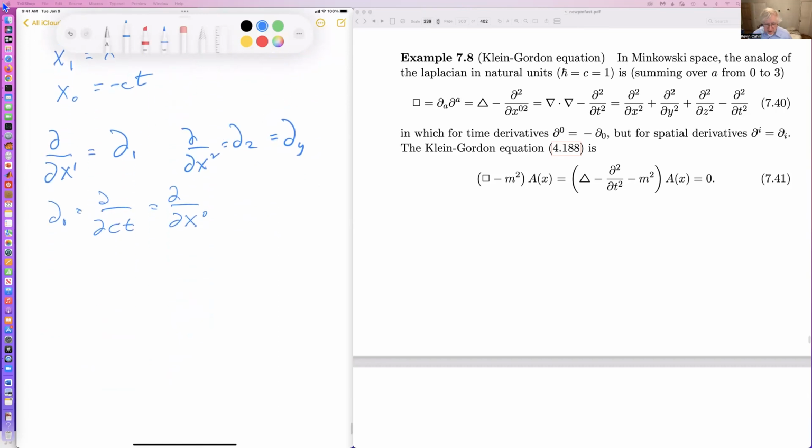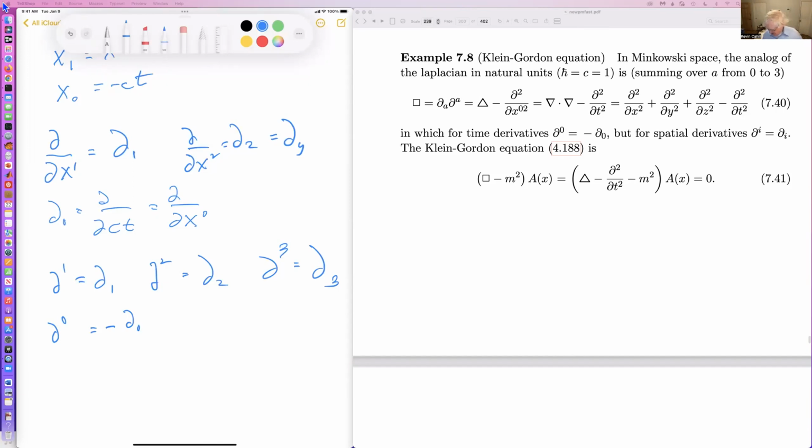But now, if we raise these indexes, we get partial 1. Well, it's the same as partial 1. Partial 2 is the same as partial 2. Partial 3 is the same as partial 3. But partial 0 is minus d0. So that's the convention that is used in relativity half the time. And it's used in general relativity almost all the time.